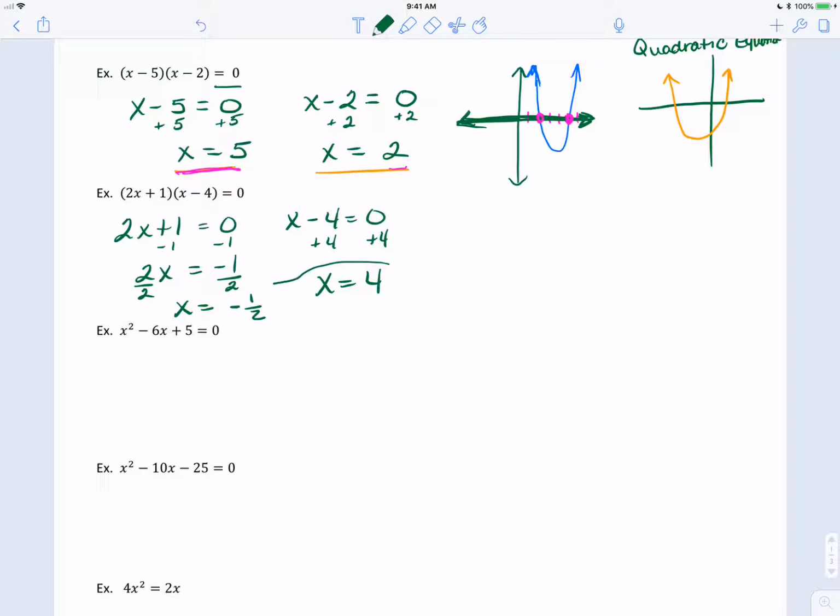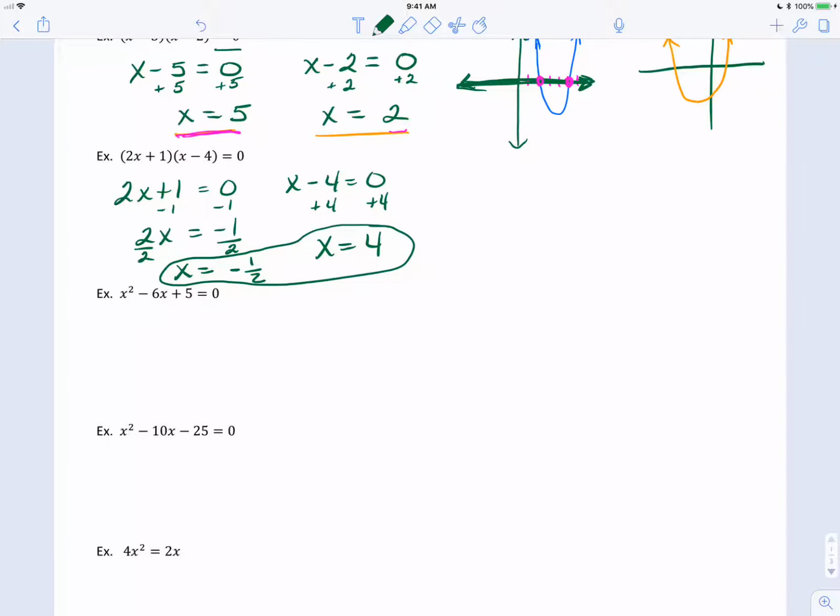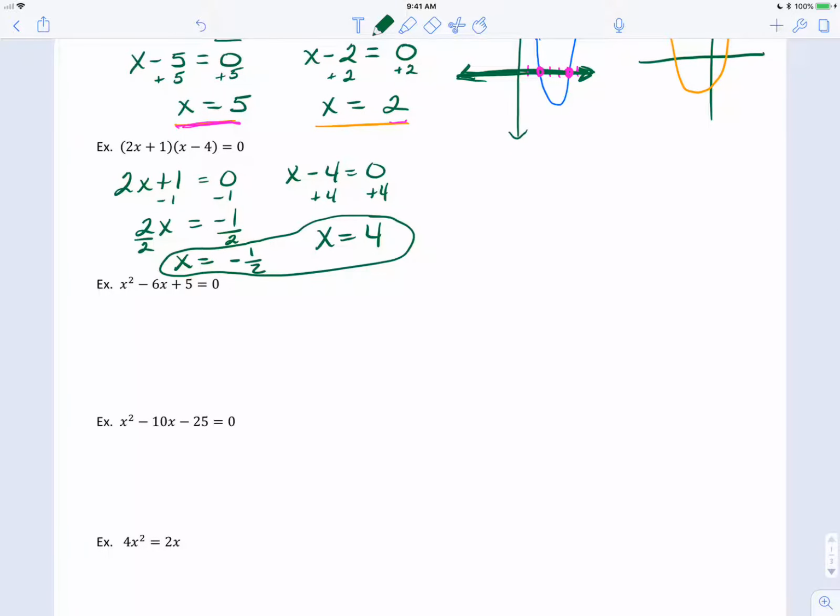So notice most of the time we do have these two answers because they're going to cross that x-axis twice, because they are U-shaped. And it's also another big hint: the degree of that polynomial, that highest exponent throughout, is usually how many possible zeros we're going to have. Okay, so when we're dealing with these x squared equations, it's going to cross that x-axis twice.